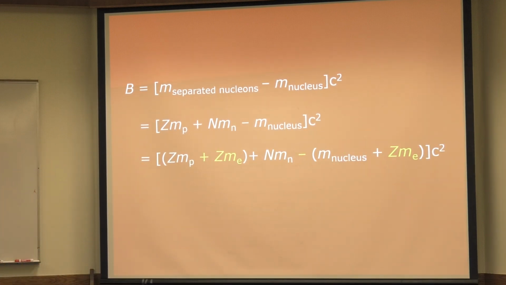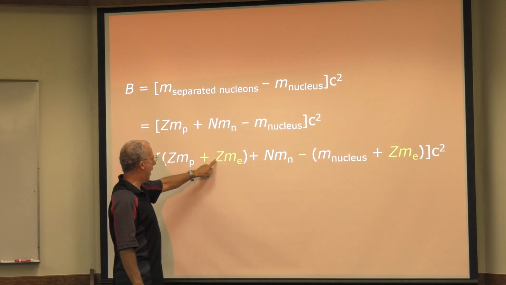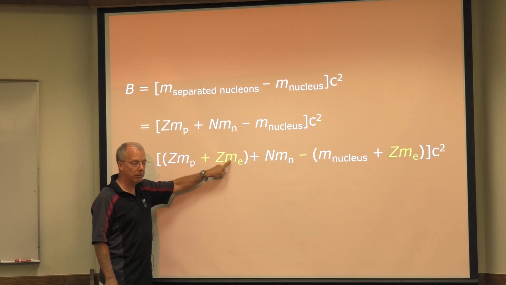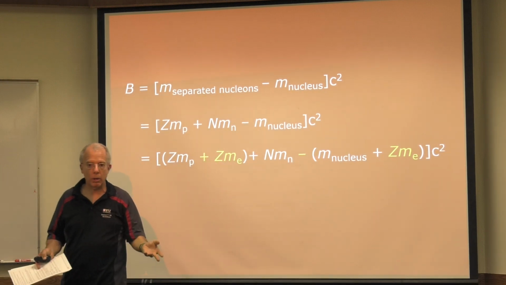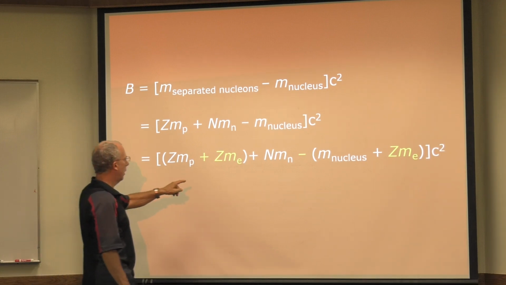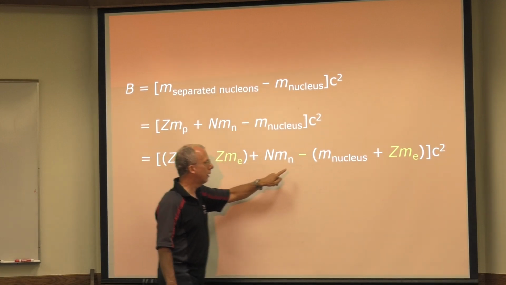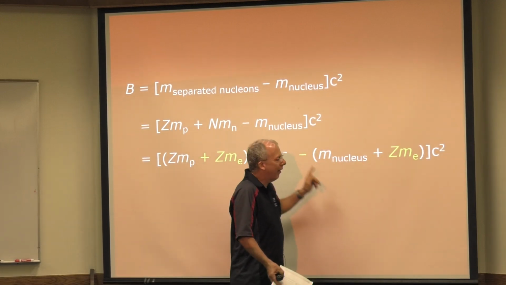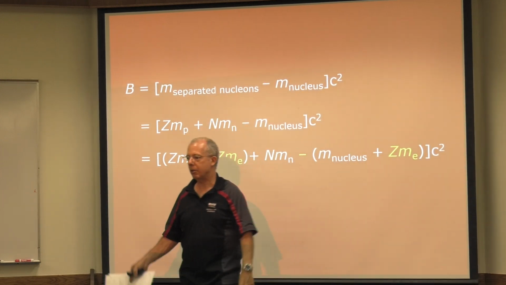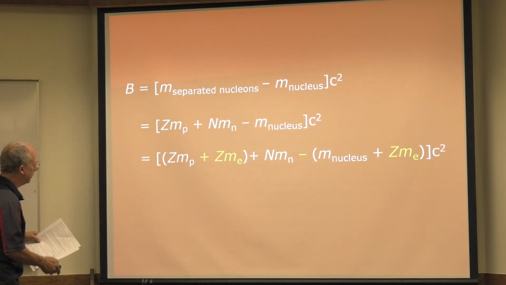Okay, so we just do a math trick. Right here, we're going to add the number of protons times the mass of an electron. In a neutral atom, you have the same number of protons as electrons. So here, we're going to add the mass of the electron times the number of electrons, and here, we're going to subtract it. We add it over here, we subtract it over here. Whoopee. Mathematically, we haven't cheated at all.